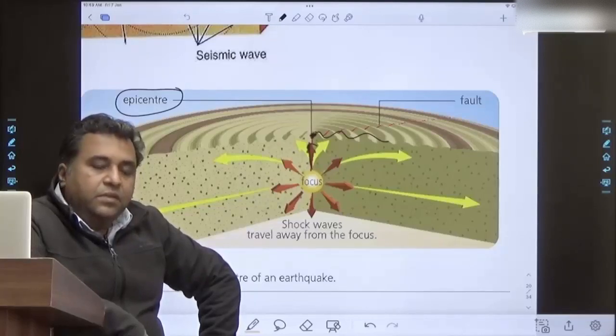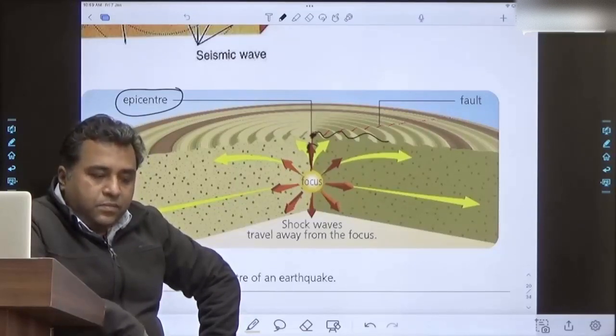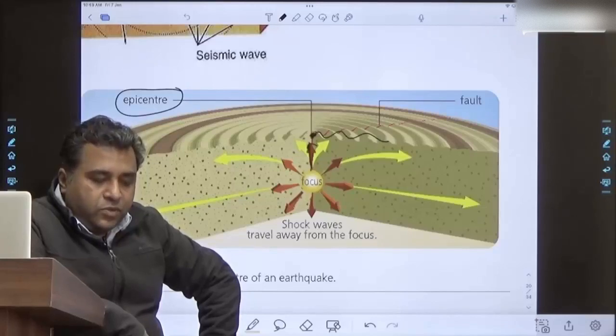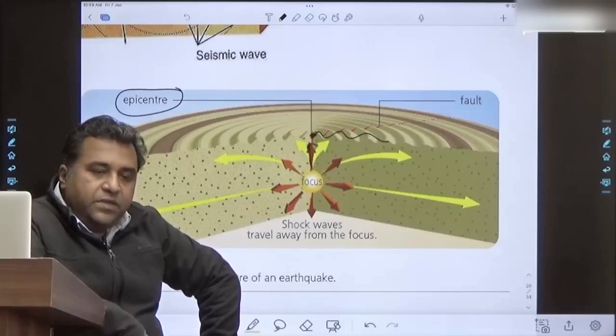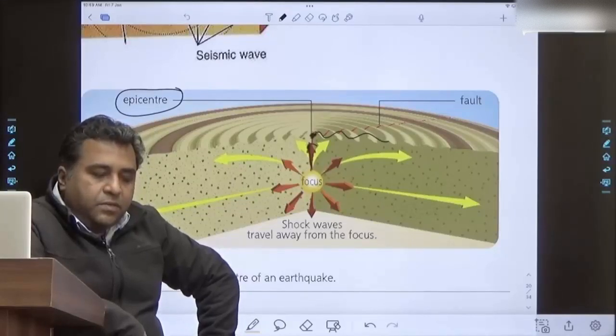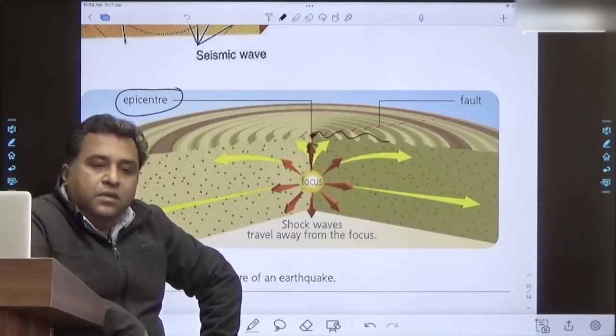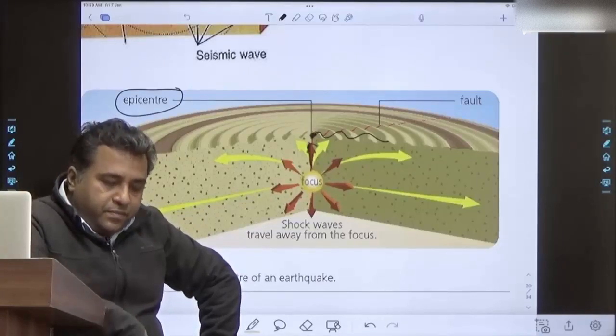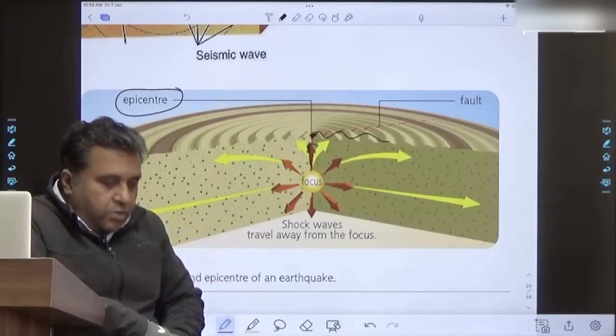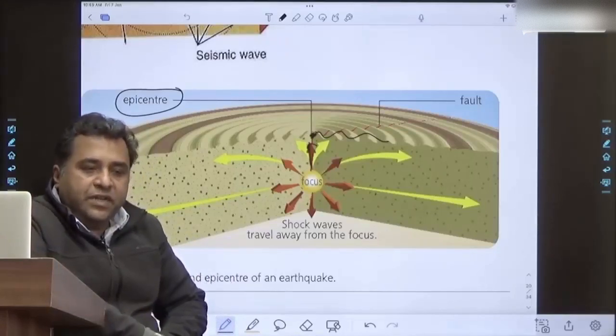And travels through the body of the earth, or in the body of the earth, in all directions as seismic body waves. Underline this: seismic body waves.